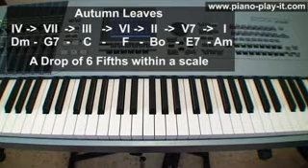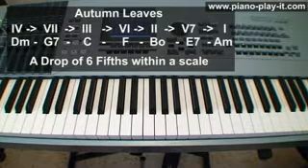And this is the secret behind the Autumn Leaves song. It is based on the diatonic circle chord progression.